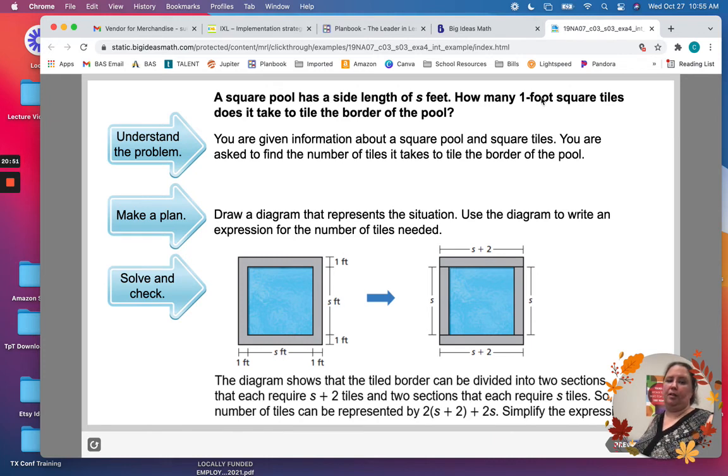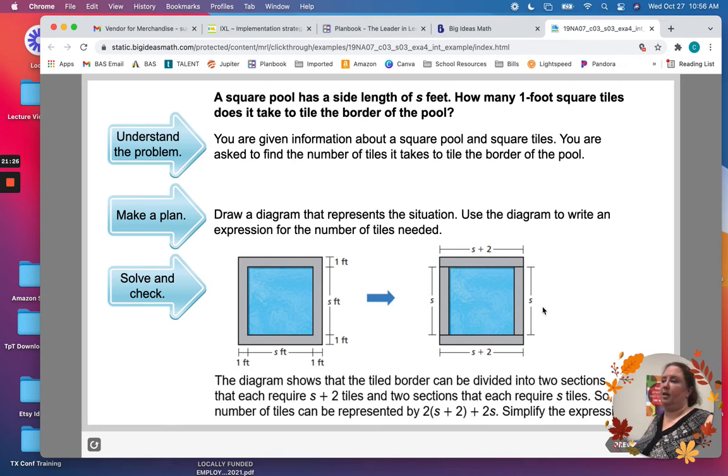We also know that the tiles are 1-foot square tiles, right? So if I have a tile here at the corner and a tile here at the corner and another one here at the corner, these are all 1 foot, right? Yes. So this is technically S plus how many? 2, right? And then from here, if I go from the pool to the pool, it's just S. You see that? Because I can't double count this corner tile. Does that make sense? Yes. All right, so then I have S plus 2 and S plus 2 and then an S and an S.